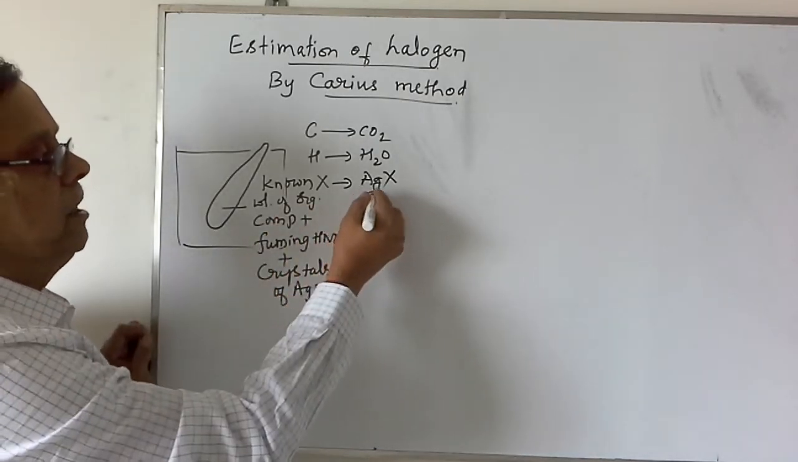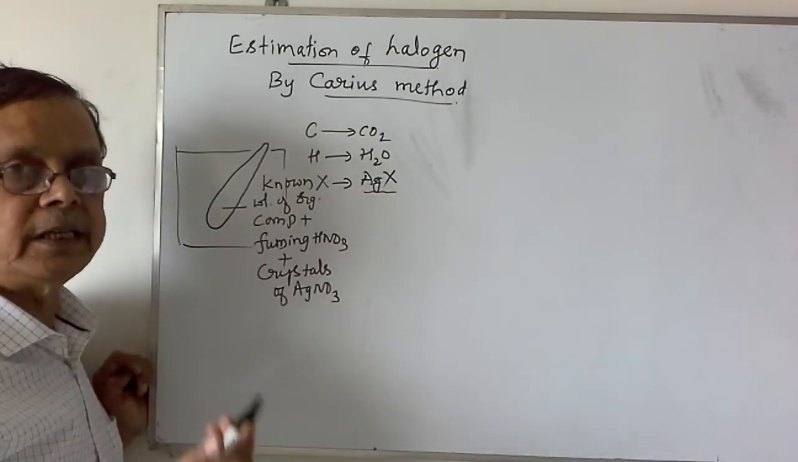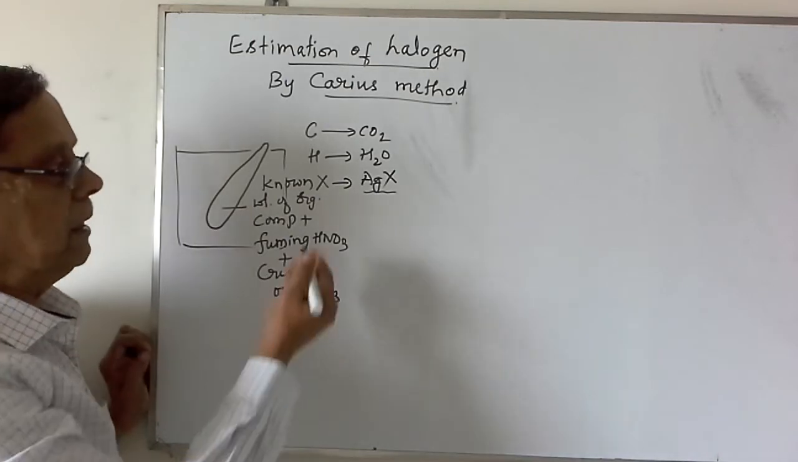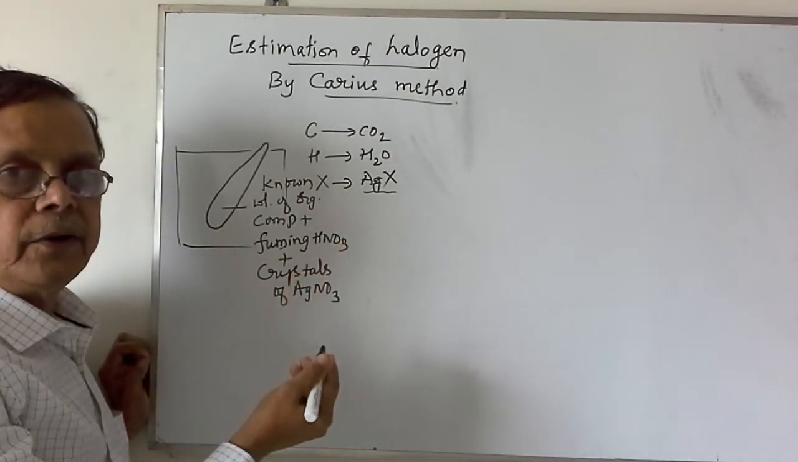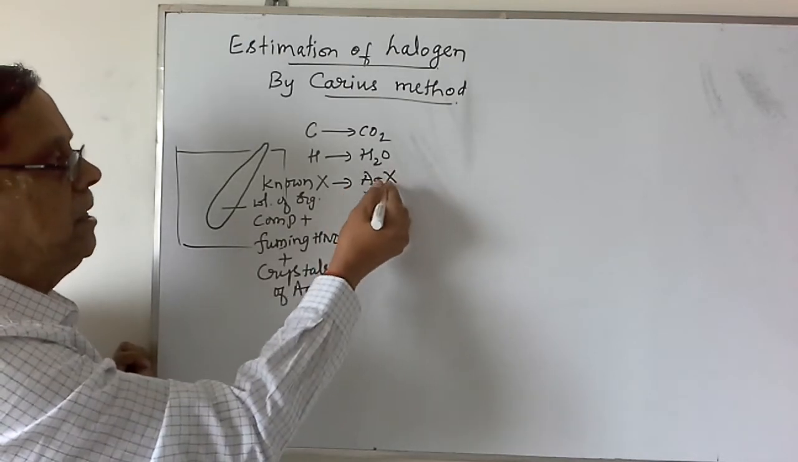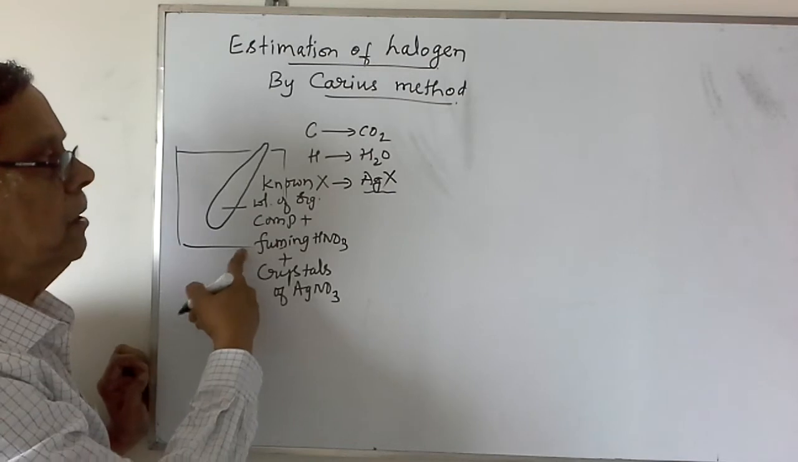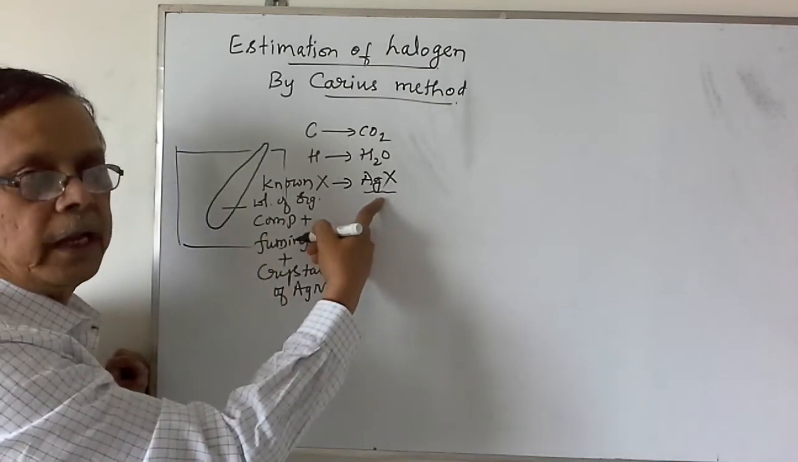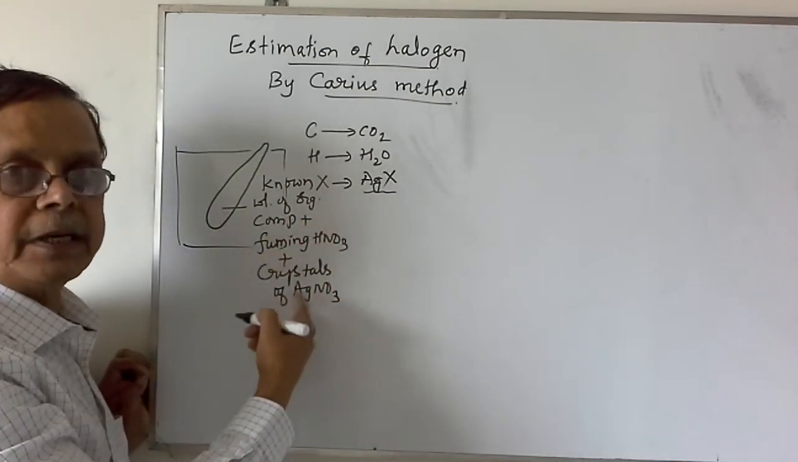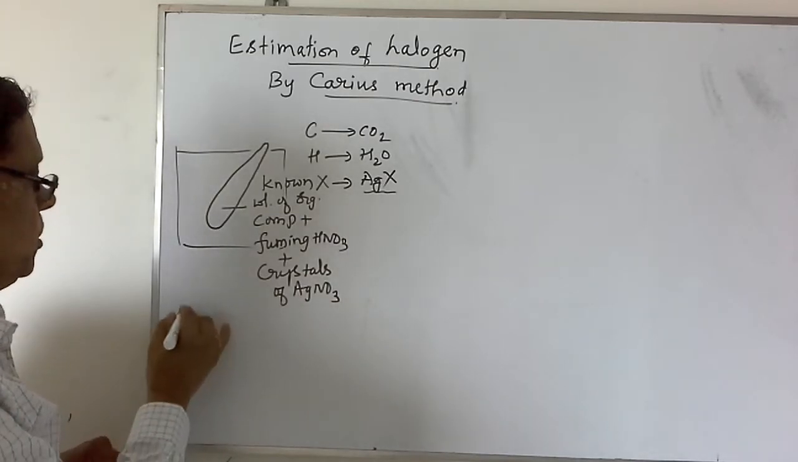This silver halide that is produced is then washed with water because it is insoluble in water, then dried and then weighed. Once the weight of this silver halide is known, from the known mass of the organic compound and from the mass of the silver halide, we can calculate the percentage of the halogen. So let me write the procedure.